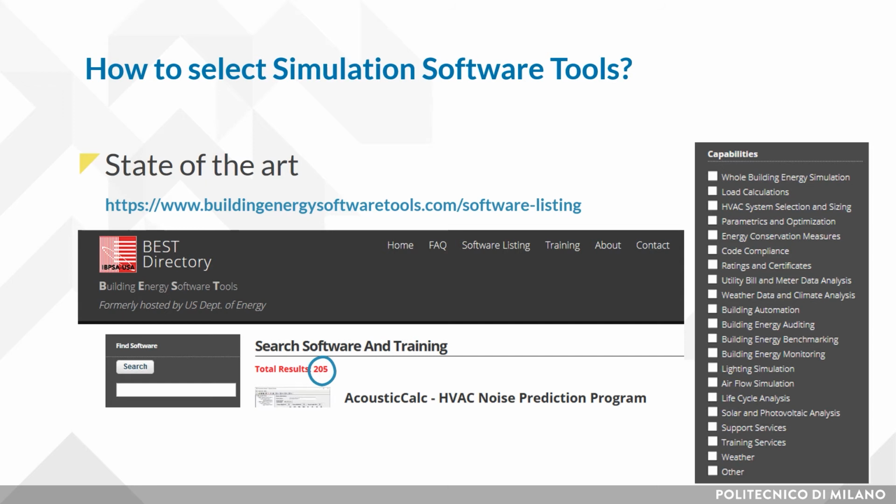At this link, the International Building Performance Simulation Association provides on its website a very interesting and updated list of the most currently used tools. This software listing is a valuable support for choosing simulation software because it also allows you to filter your results according to the software capabilities. So you may choose a tool for simulating the whole building, or you may need to focus only on load calculation or building automation, and so on.